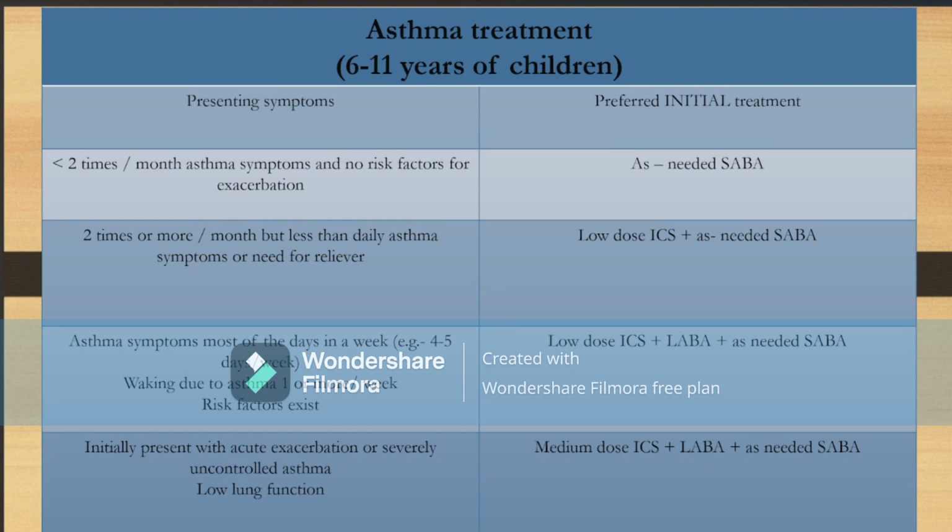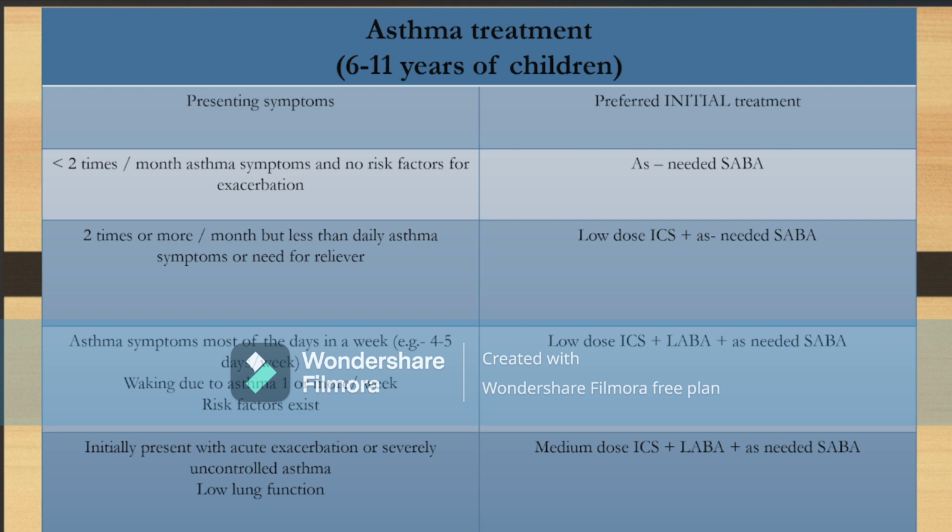Now come to the asthma treatment. Asthma treatment is divided into 3 categories. First is less than 5 years, which I will discuss in my next video. Next is 6 to 11 years children and more than or equal to 12 years children. So there are 3 different treatment protocols.